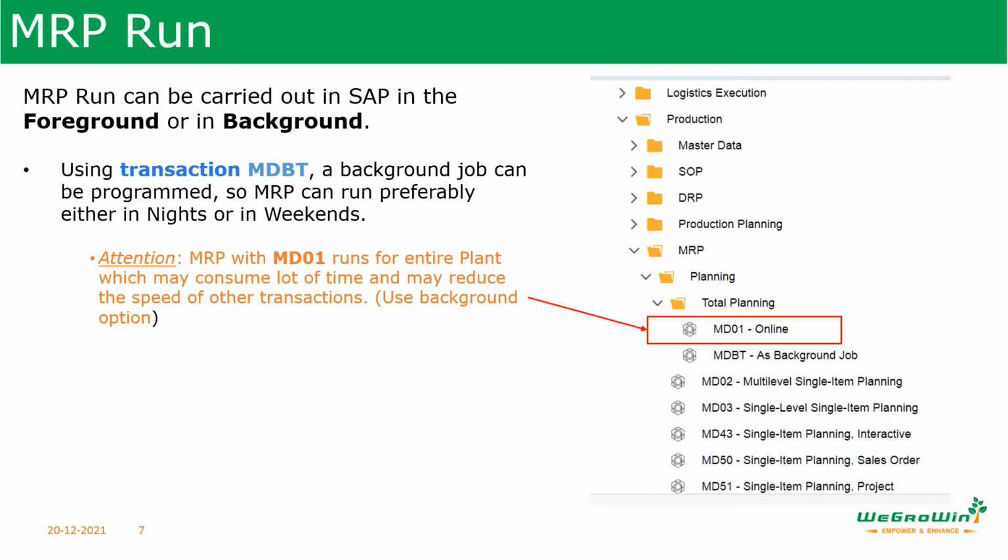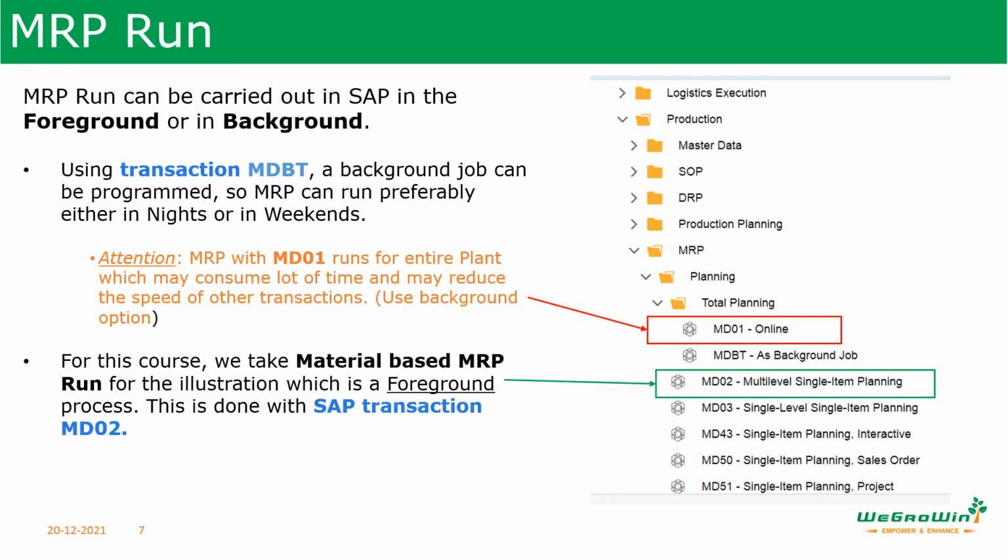The background MRP can be run in the transaction MDBT, where we can program it so that MRP can run preferably in the nights or in the weekends. Please take note, MD01, which is the MRP run, is going to run for the entire plant, which may consume a lot of time and may reduce the speed of other transactions. So please use the background option for MD01.